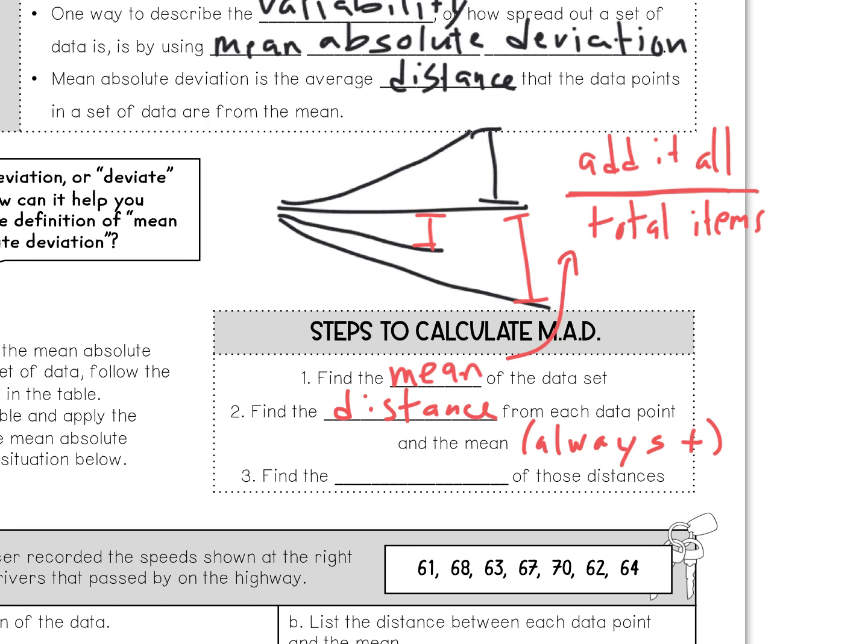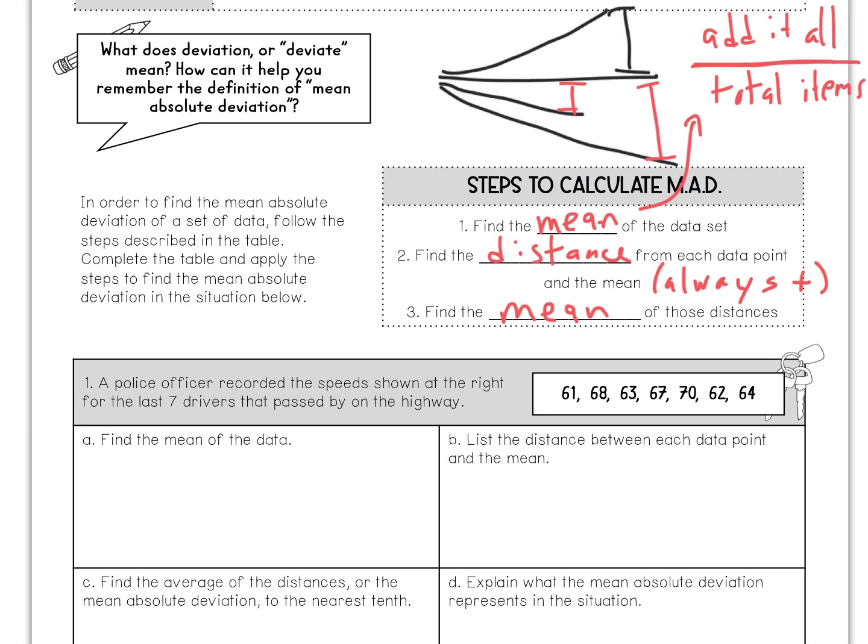And lastly, we just find the mean again with the new numbers. So, like I said, 3 simple steps, but a lot of things can happen in these bottom 2 steps. Okay, so let's look at an example.